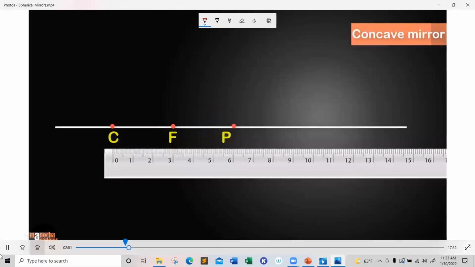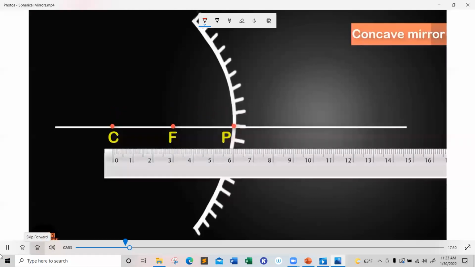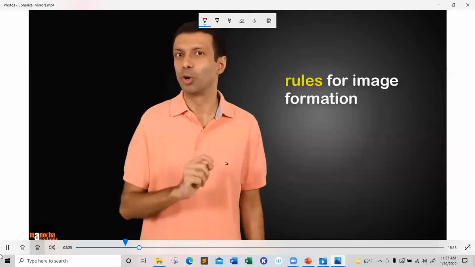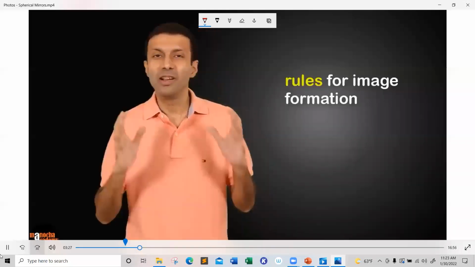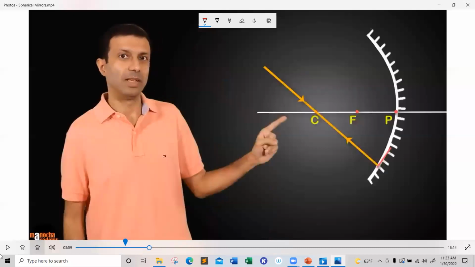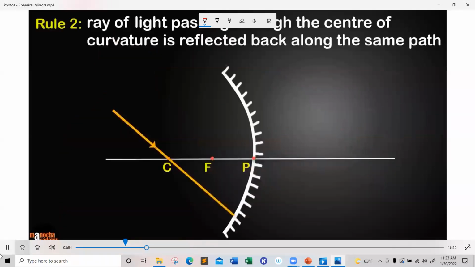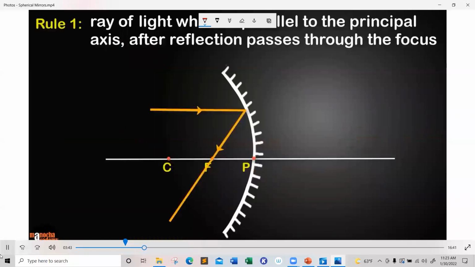Now use your compass to draw an arc for the concave mirror in your notebook. Then you'll get a better feel of what is going on. The ray is reflected back after reflection. See, this is what we already learned.